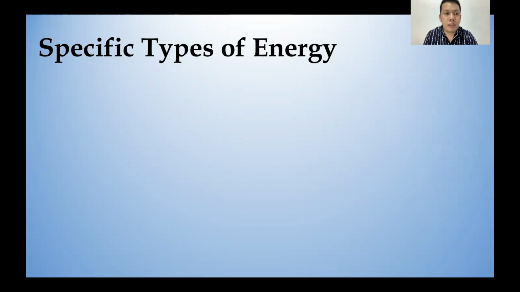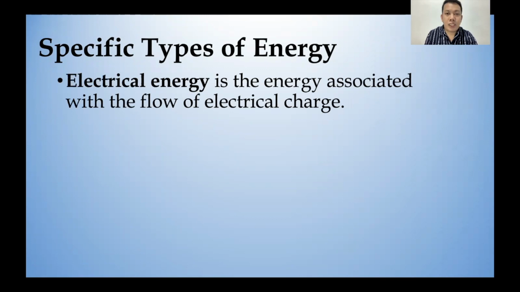Okay, let us talk about specific types of energy. First is electrical energy, which is the energy associated with the flow of electrical charge. The one that we utilize in charging our cell phone, in charging our laptop, the lights, the air condition, and everything that we use for our appliances at home are considered to be electrical energy.